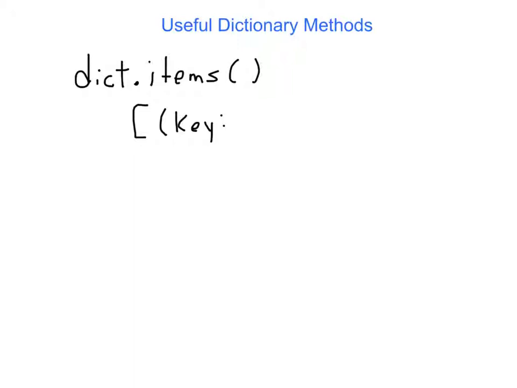There's no colon there though, so I better erase that. It would be a key comma value because tuples are comma separated. It's almost like an ordered pair. The first value.